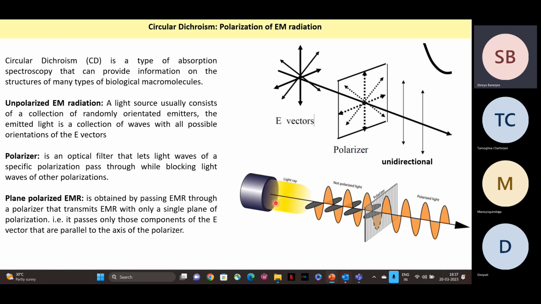So the light ray from any source is not polarized. It can vibrate in the Z direction or in a Y direction. For simplicity, here only two directions are shown. You can imagine the polarizer as kind of a grid, which is allowing only these orange waves, or the Z direction waves, to pass through it, and it is blocking the other waves. So after passing through the polarizer, the polarized light has only one direction of vibration.